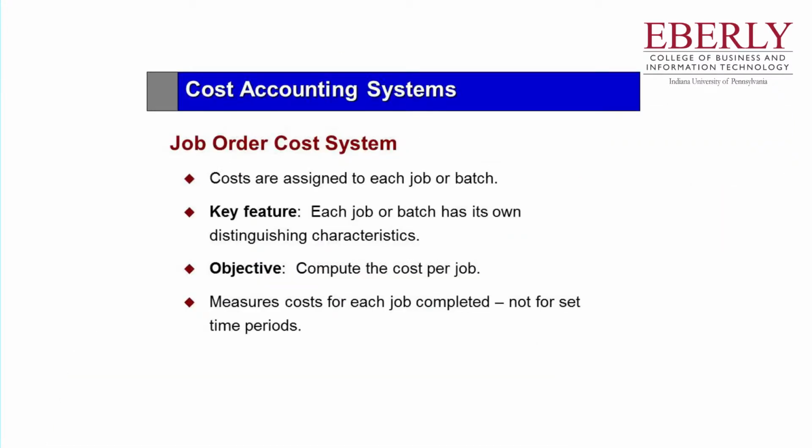Now, in a job order cost system, each job has a distinguishing characteristic, and you will have to compute the cost for each job. The process costing system is used when you produce a large volume of similar products. For example, in cereal manufacturing, or a chemical manufacturing plant, or ice cream, where one unit is not distinguishable from another unit. In those kinds of situations, you use the process costing system.